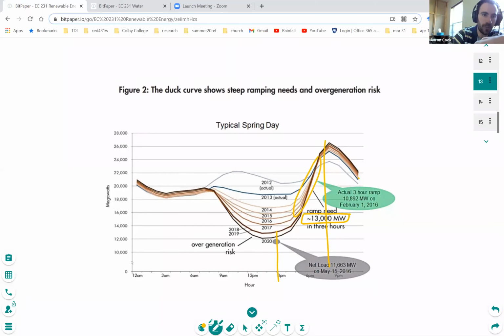And so we had about 25 megawatts per minute, which was what a typical natural gas generator can do. Those are the fastest ramping up generators we have. And if we think about that over a 3-hour window, that's 180 minutes.